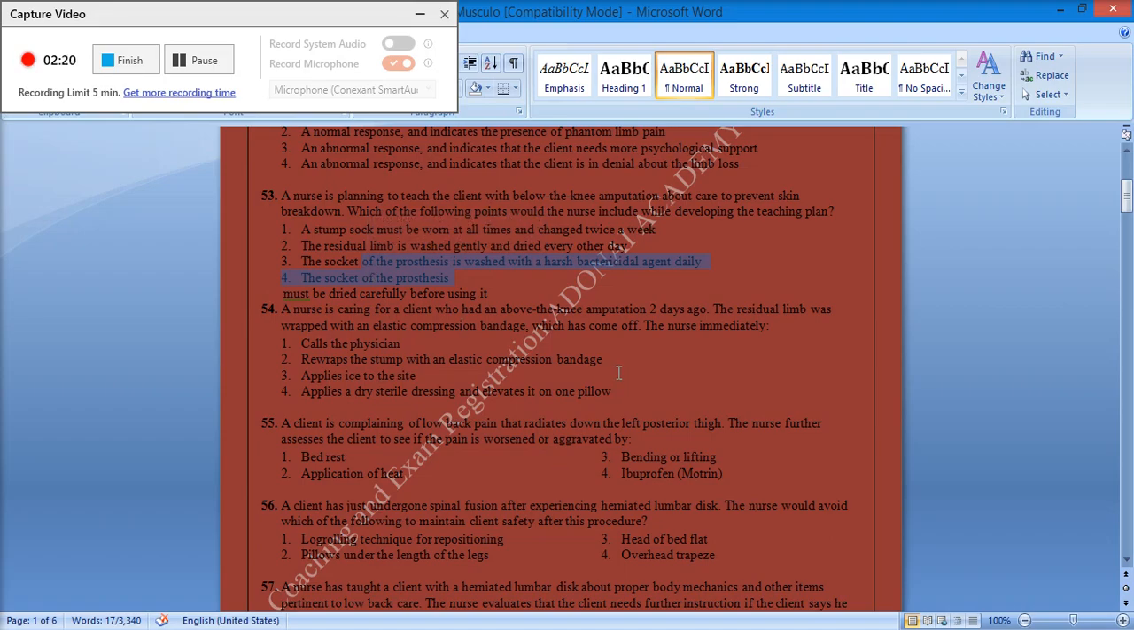The correct answer is 2. Rewrap the stump with an elastic compression bandage.